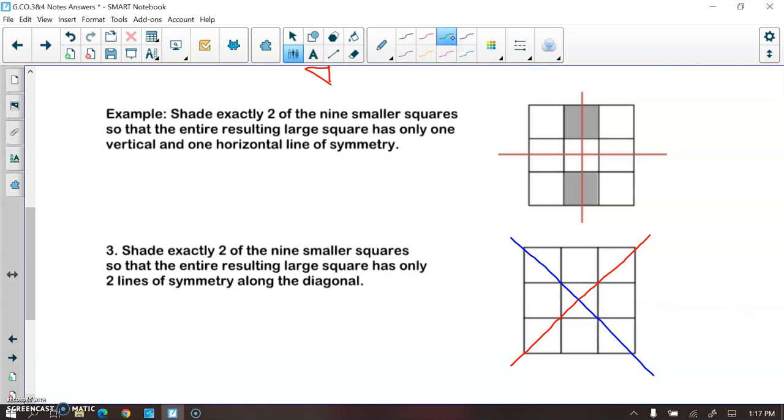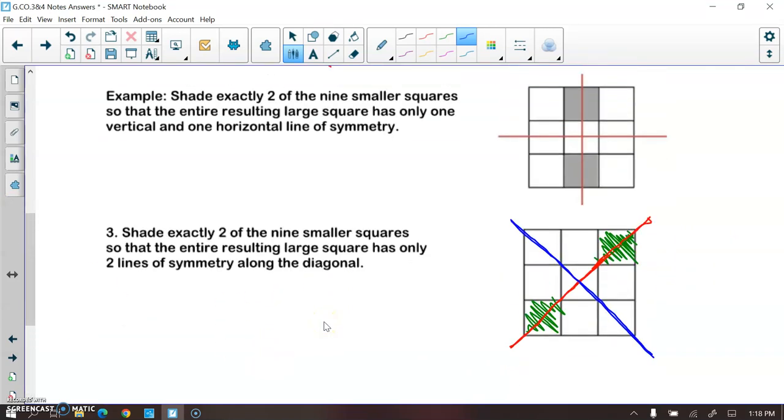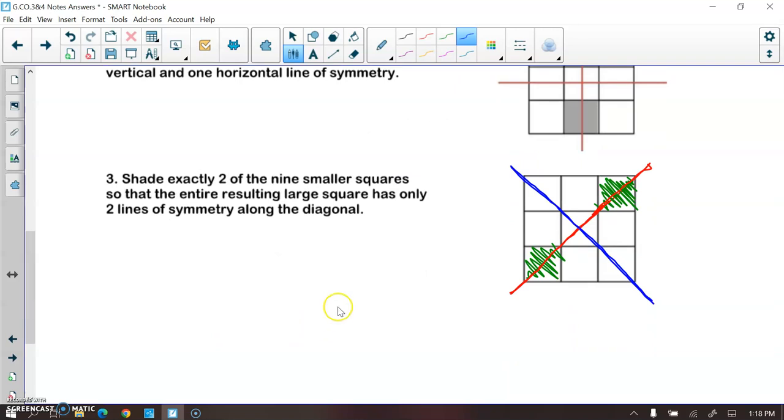Well, there's many different ways that you can demonstrate this. However, if I straight shaded this whole square and this whole square, if I folded this entire figure along this red diagonal, the one half would match the other half exactly. And if I folded the figure along this blue diagonal, the one half would match the other half exactly. So this would be an example that would satisfy the description that they want you to fulfill.